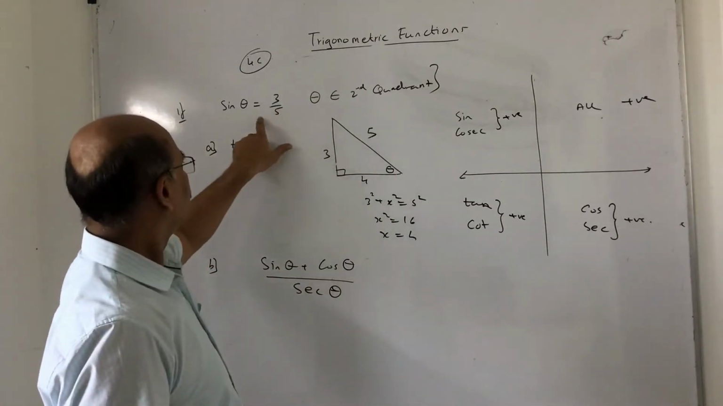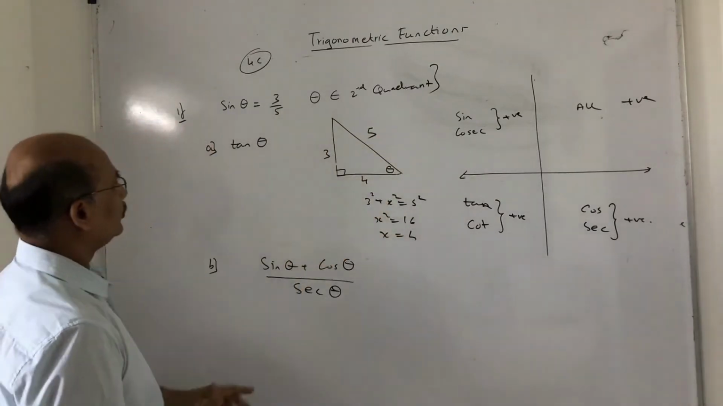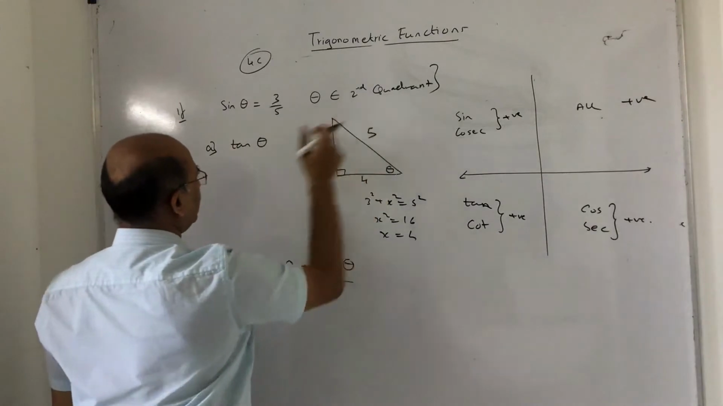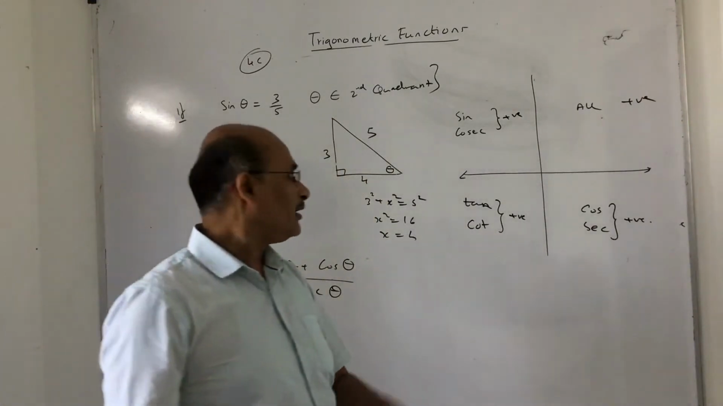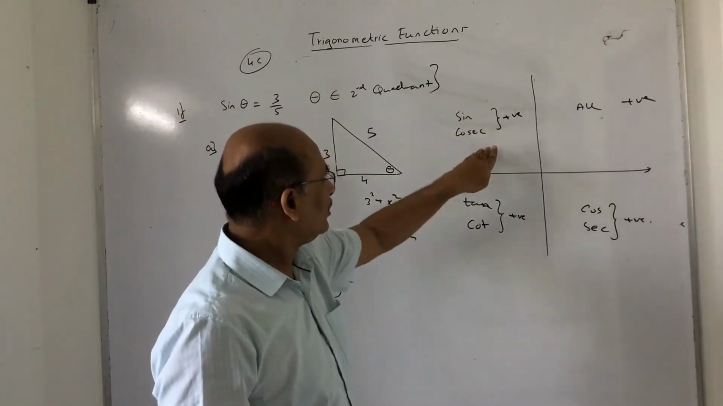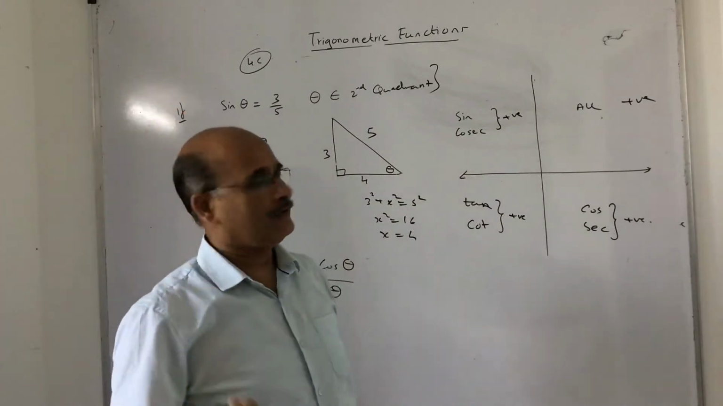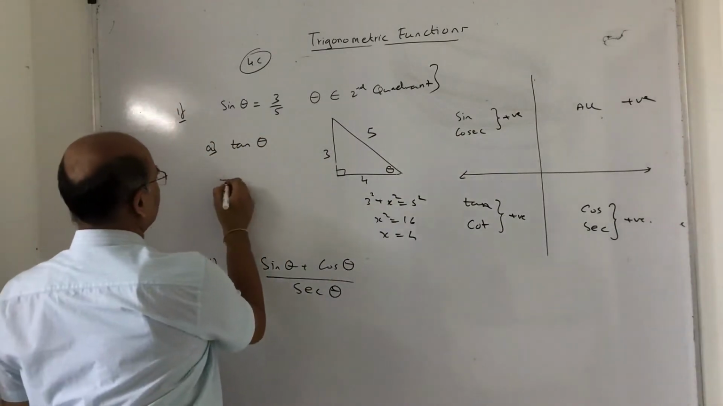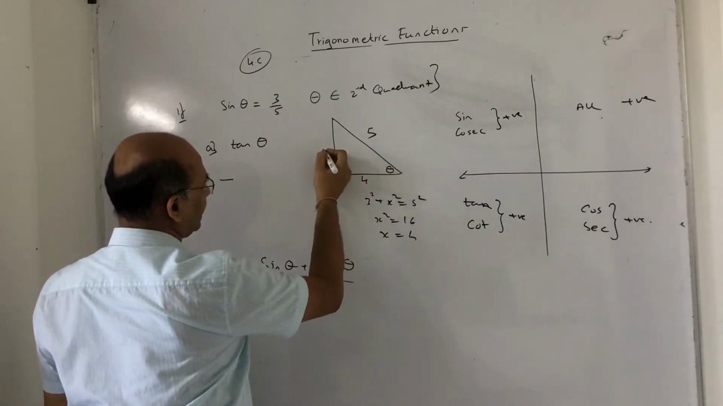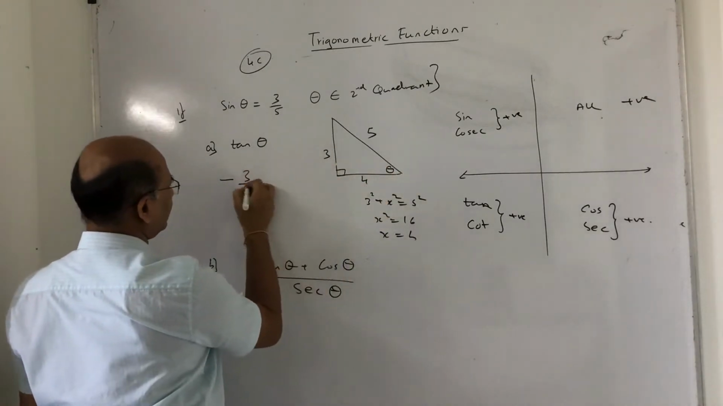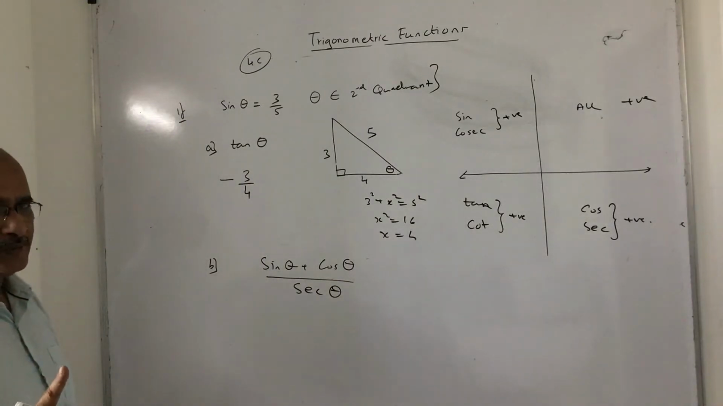First, using this right angle triangle, I found the missing sides. Now I have to see theta is in the second quadrant. In the second quadrant, will tan be negative or positive? In the second quadrant, only sine and cosec are positive. Tan and all other ratios are negative. So tan is negative, so minus. So tan theta, can you tell me what is the tan theta value? Tan is nothing but perpendicular upon base. So the answer is minus 3 upon 4. Sign convention is very important.